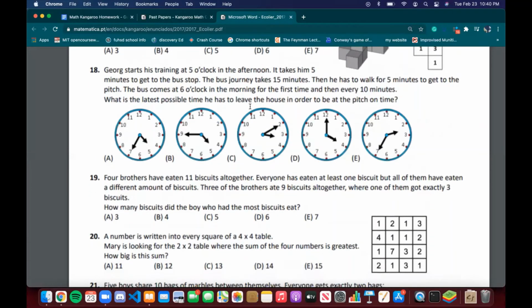So George starts his training at 5 o'clock in the afternoon. It takes him 5 minutes to get to the bus stop, and the bus journey takes 15. Then he has to walk for 5 minutes to get to the pitch. The bus comes at 6 in the morning and then every 10 minutes. What is the latest possible time he has to leave the house in order for him to be at the pitch on time?